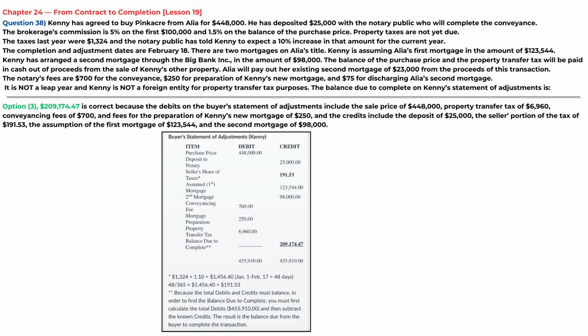Kenny is assuming Alia's first mortgage in the amount of $123,544. Kenny has arranged a second mortgage through the Big Bank Incorporated in the amount of $98,000. The balance of the purchase price and the property transfer tax will be paid in cash out of proceeds from the sale of Kenny's other property. Alia will pay out her existing second mortgage of $23,000 from the proceeds of this transaction.